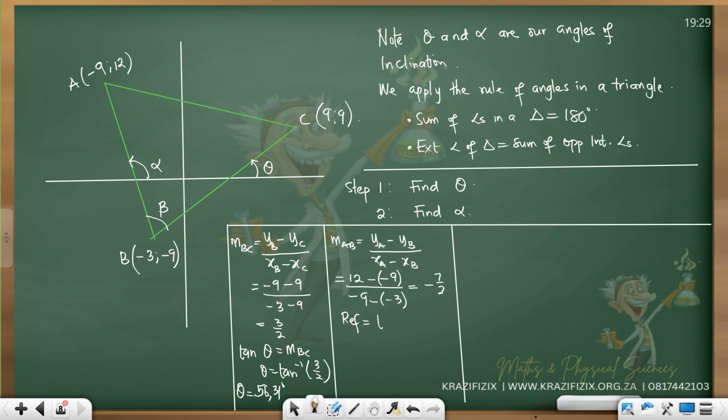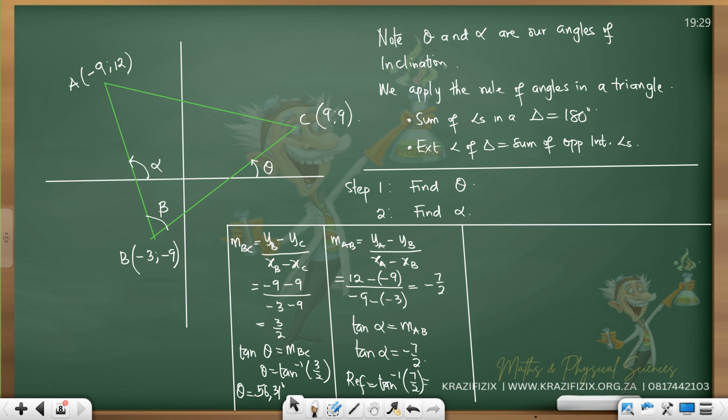Our reference angle, arctan, what? Remember, we said tan, we need this formula. Now, it's not theta now, it's alpha, gradient of AB. So tan alpha gives 7/2. But we don't put the negative. That's the note that I gave you. A reference would be the arctan of 7/2. I think Tariq gave me an answer there. Tariq gave me 74, what? 05.